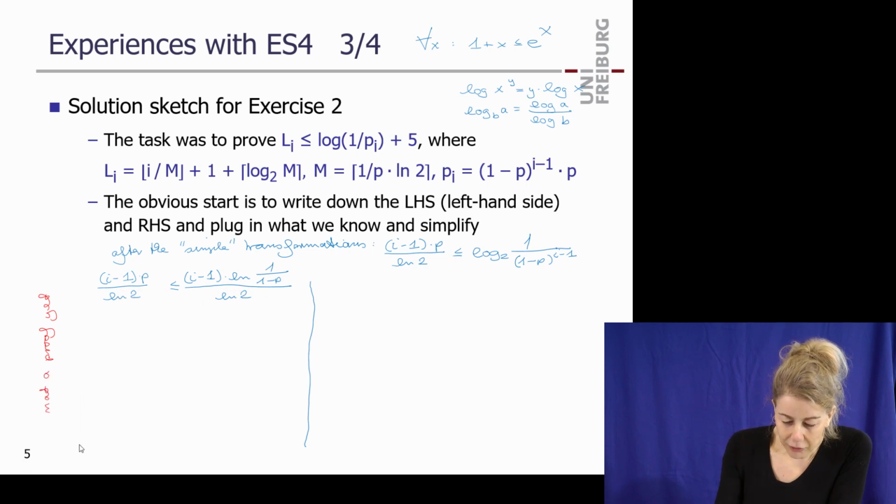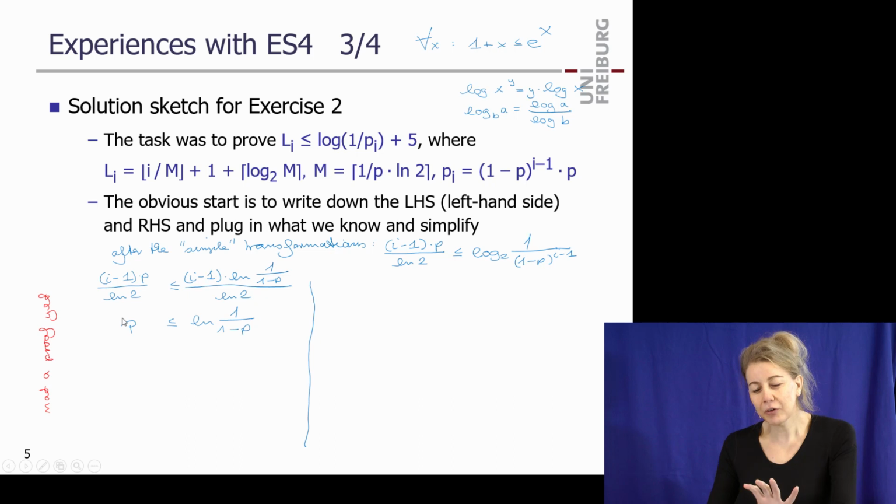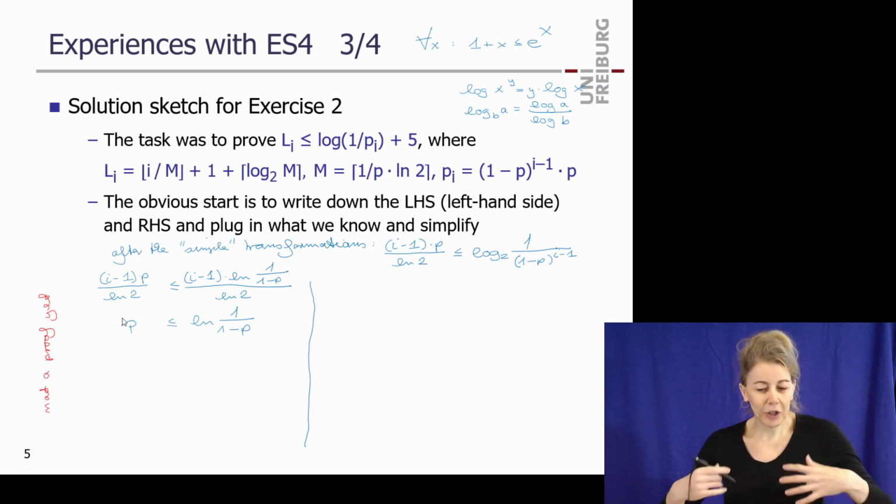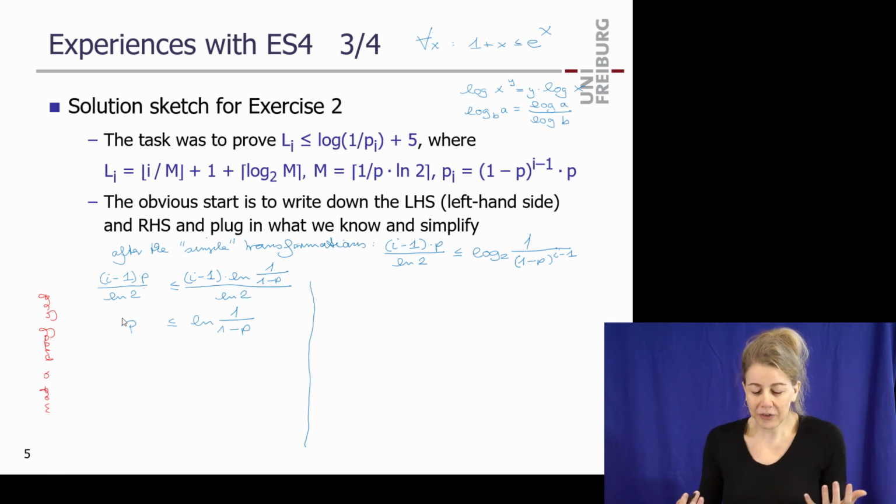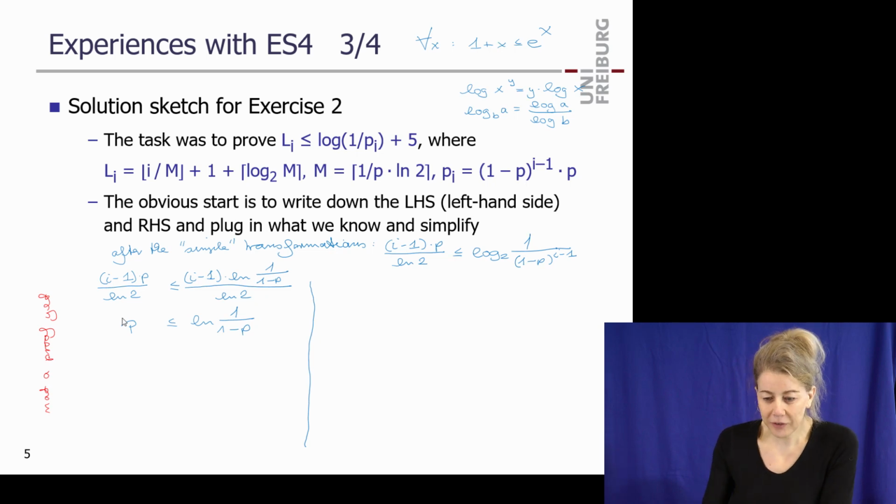And now, let's just continue. So what do we have left? p ln 1 over 1 minus p. And very important, I'm not proving something here. I'm just transforming on the left side to get to something I know and see whether it works out that way.